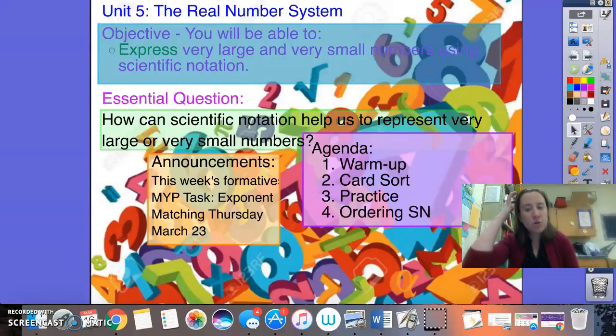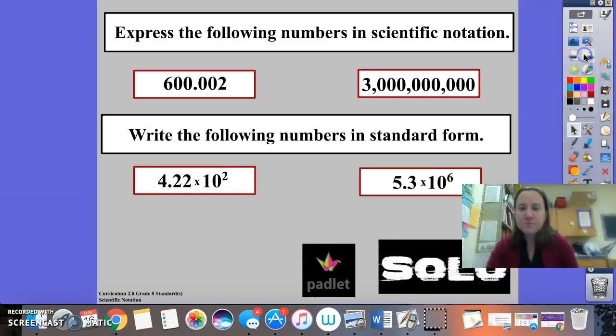Today we'll do a quick solo check-in as a warm-up, then a card sorting activity where you're matching standard form to scientific notation and matching to real-life objects, just to give us kind of an anchor to attach certain values to. And then a little bit more practice, especially with ordering scientific notation. So this should look familiar. It's more problems like what we were doing yesterday.